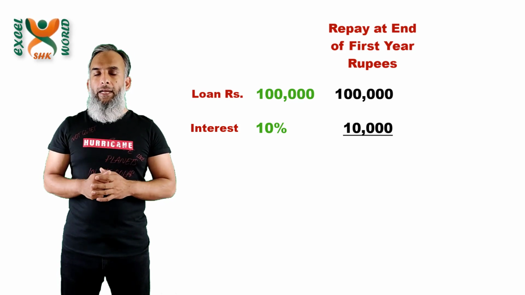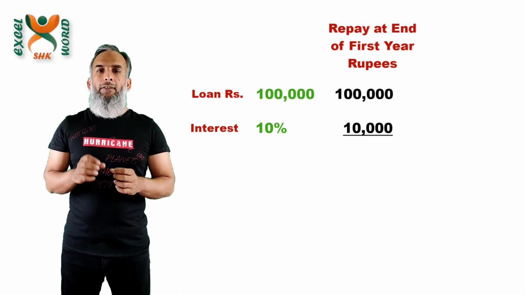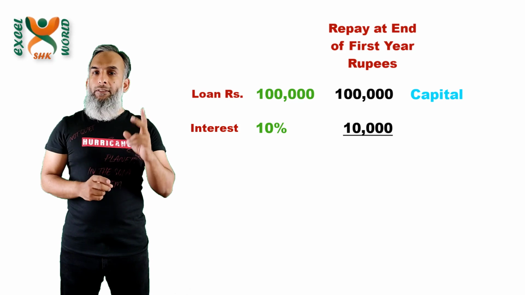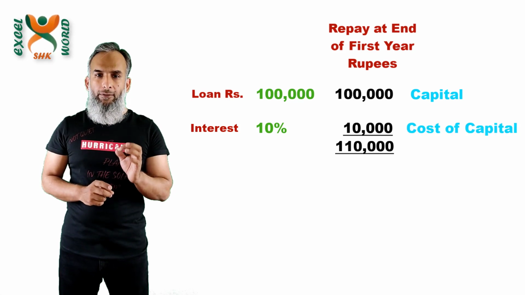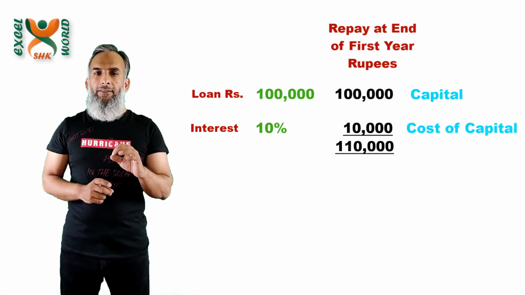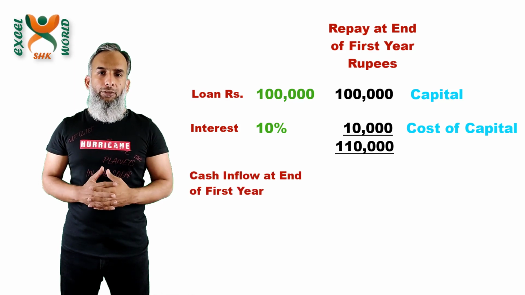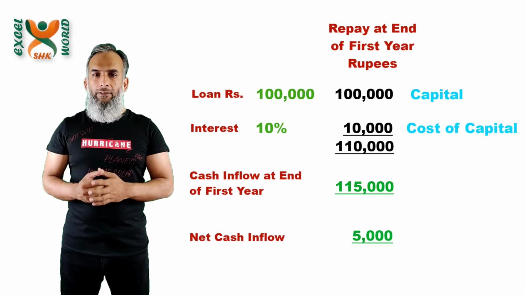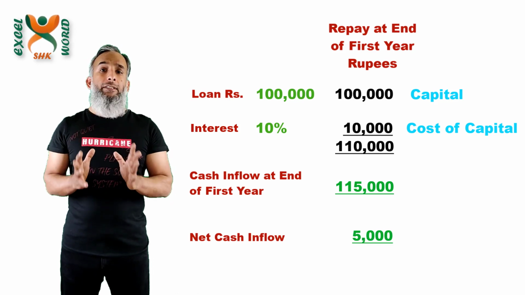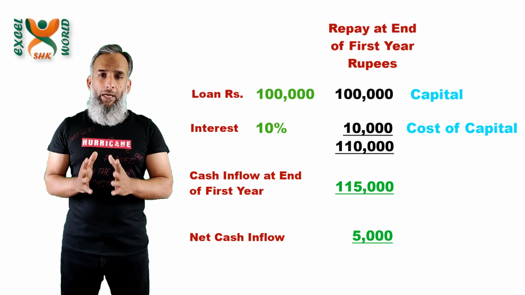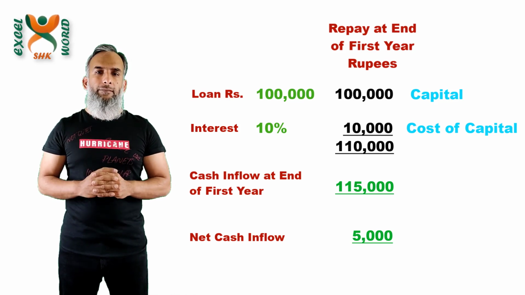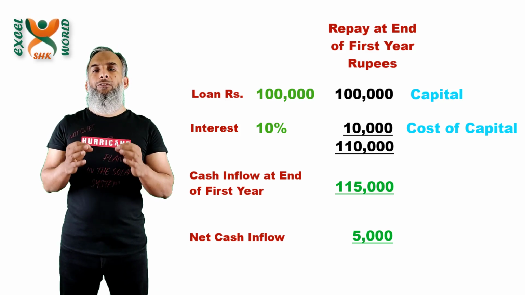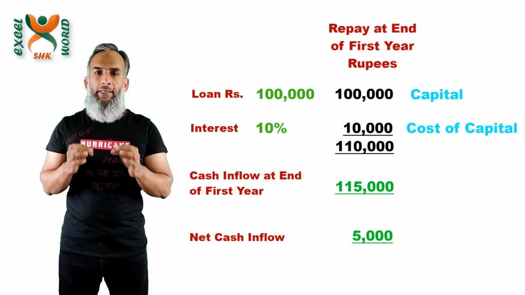So your objective is that you generate enough cash so that you can return the capital, which is 100,000, and the cost of capital, which is the interest amount of 10,000 rupees, and something is left for you. Let's assume that you generate 115,000 rupees and you will be left with 5,000. So the business is worthwhile and viable, you can do it. But this is not a very efficient way of calculating the net value. So the concept of the net present value comes in.